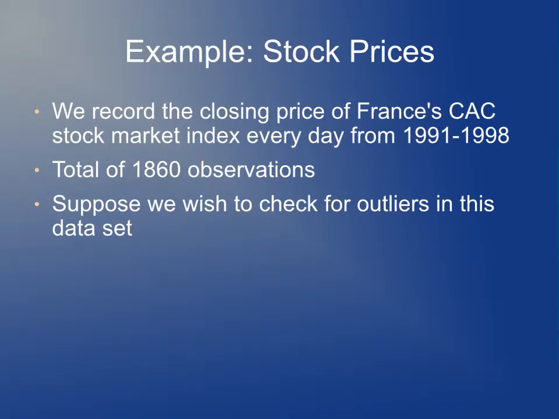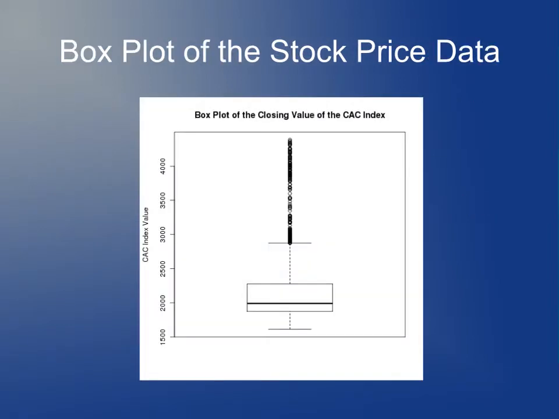And just to give you an example of where things can go wrong if you mindlessly apply this 1.5 times the IQR rule without using common sense, an example of this is stock prices. This data set consists of the closing price of France's CAC stock market index every day between 1991 and 1998, and there's a total of 1,860 observations.